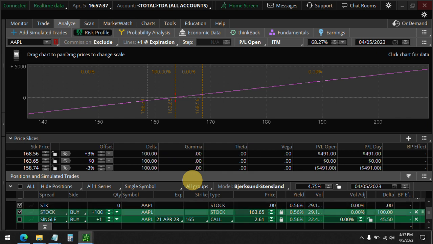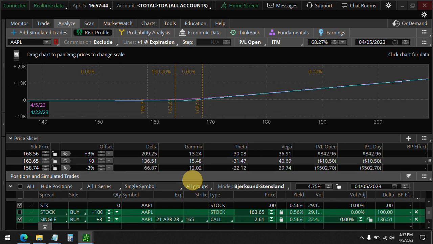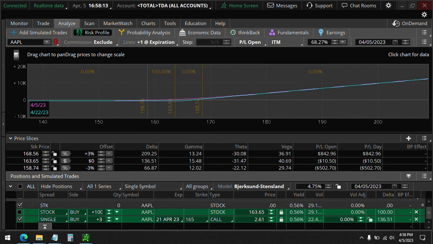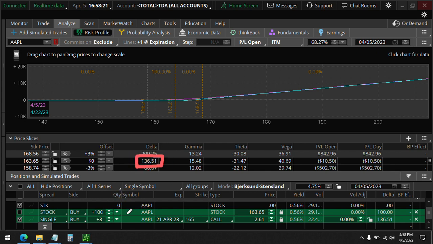But if you had just 3 of these options, you have a delta now of 136. That actually makes you more profitable than the person with 100 shares of stock, and you didn't have to spend 16,000. You would have only had to buy 3 option contracts, so 261 times 3, which is 783. Just spending 783, you could get the same amount of, well, more, because 136 is more than the 100 you get with regular stock. That's the advantage of using call options instead.